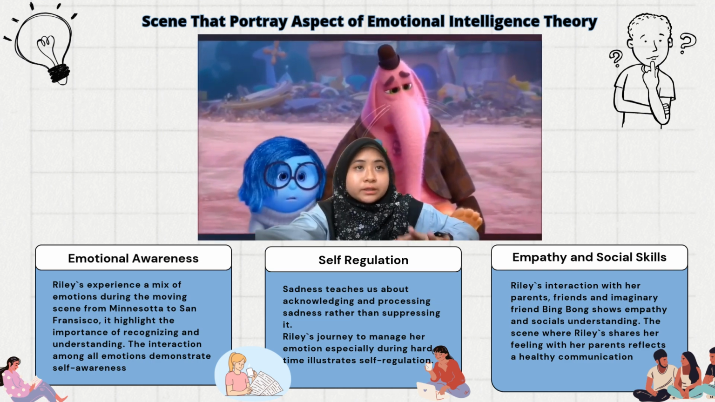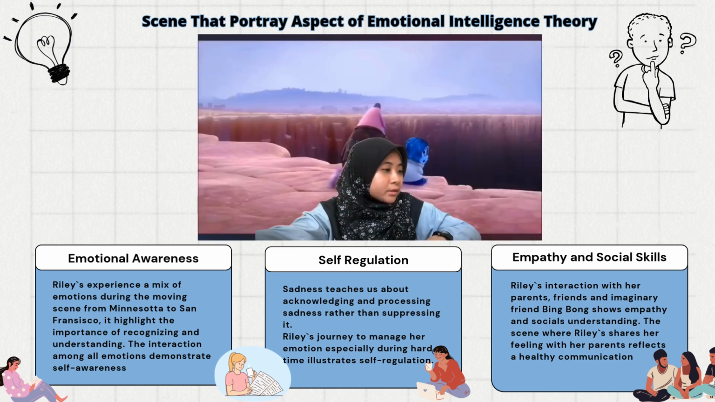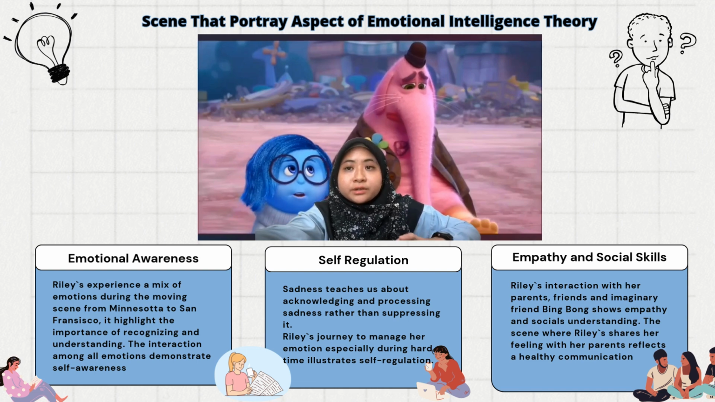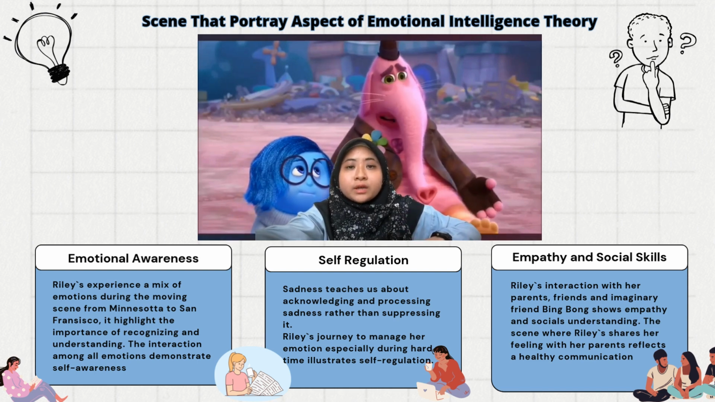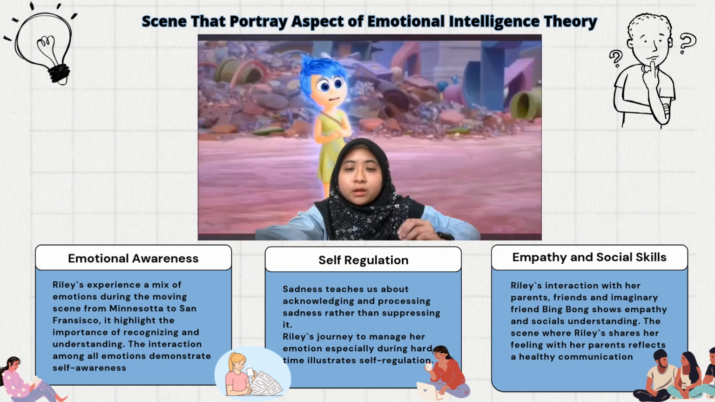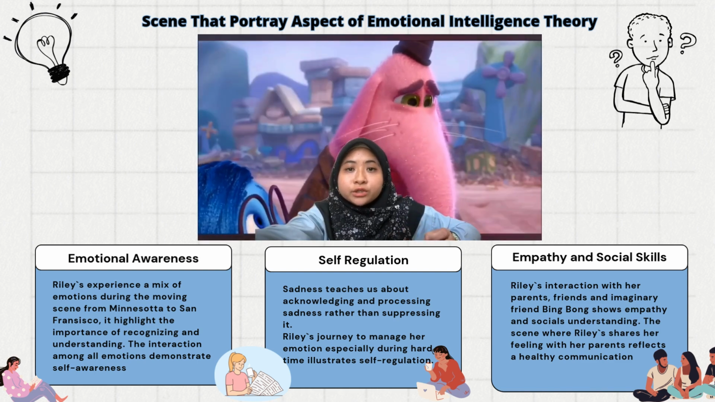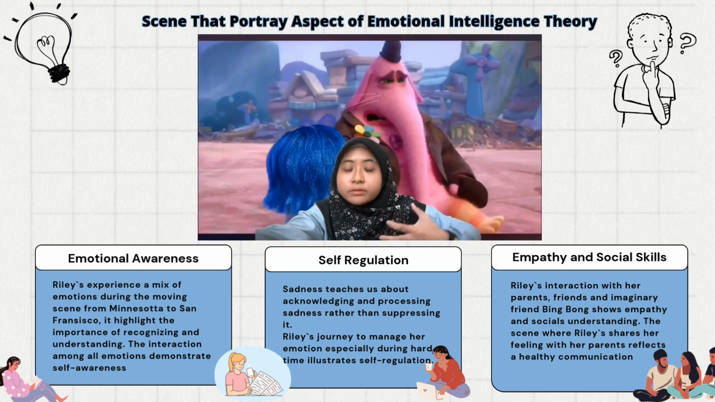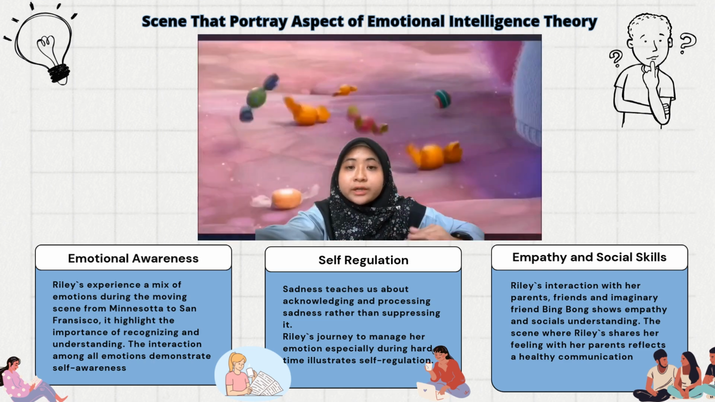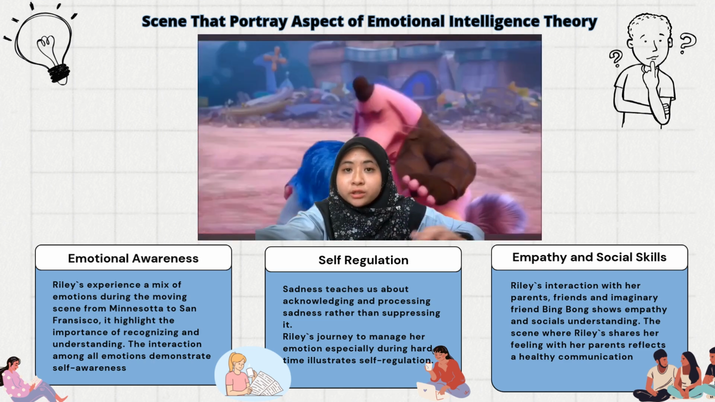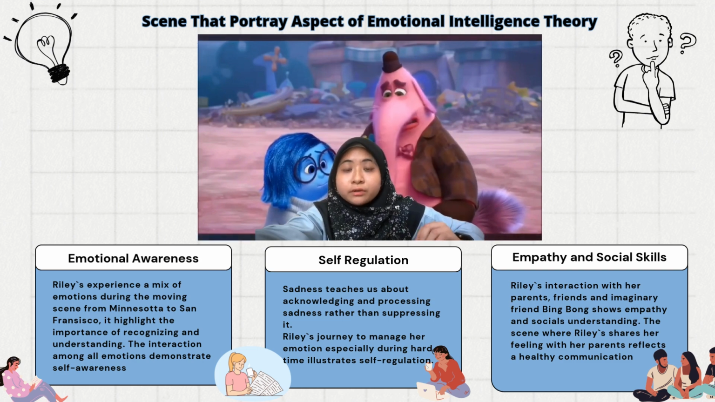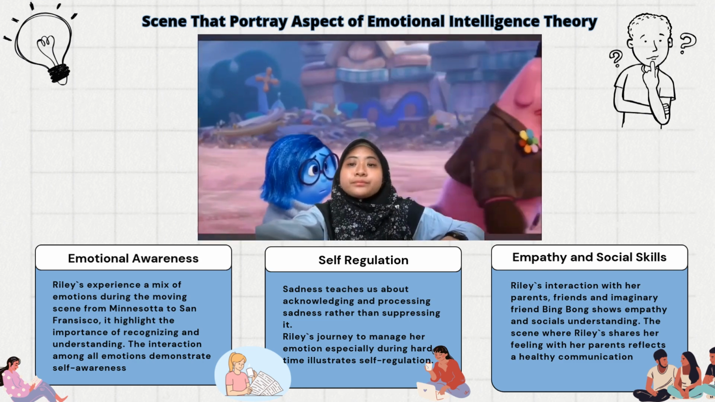So in this scene where Sadness comforts Bing Bong, Riley's imaginary friend, it actually teaches us that we need to acknowledge and process the feeling of sadness rather than suppressing it. And also Riley's journey to manage her emotions, especially during hard times, illustrates self-regulation throughout the movie itself.